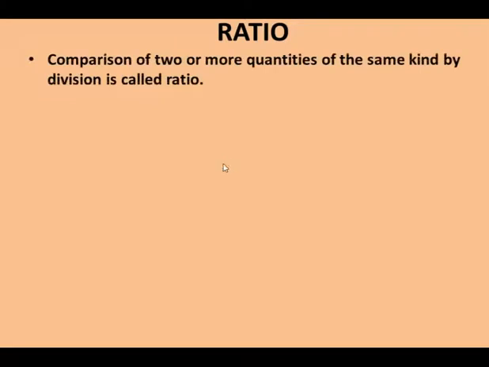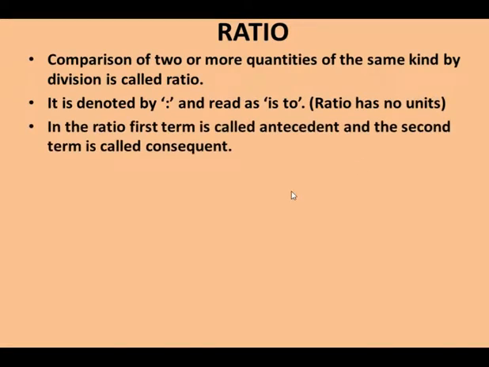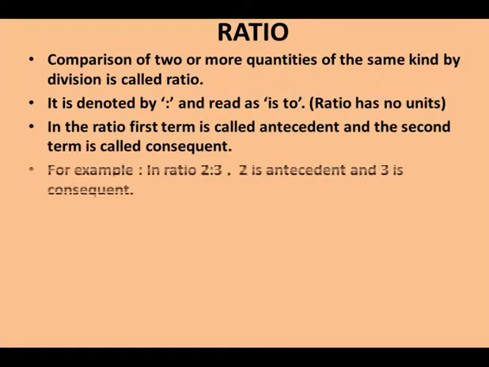So first we have ratio. So what is a ratio? Comparison of two or more quantities of the same kind by division is called ratio. It is denoted by this symbol, read as "is to". And ratio has no units. In the ratio, the first term is called antecedent and the second term is called consequent. For example, in a ratio 2:3, 2 is antecedent and 3 is consequent.